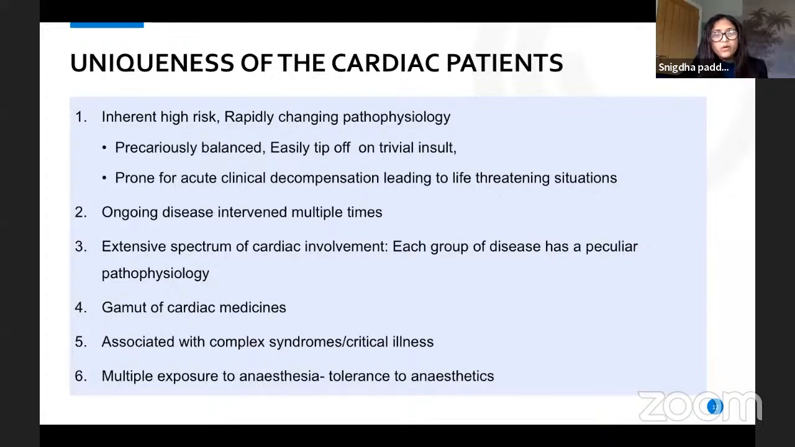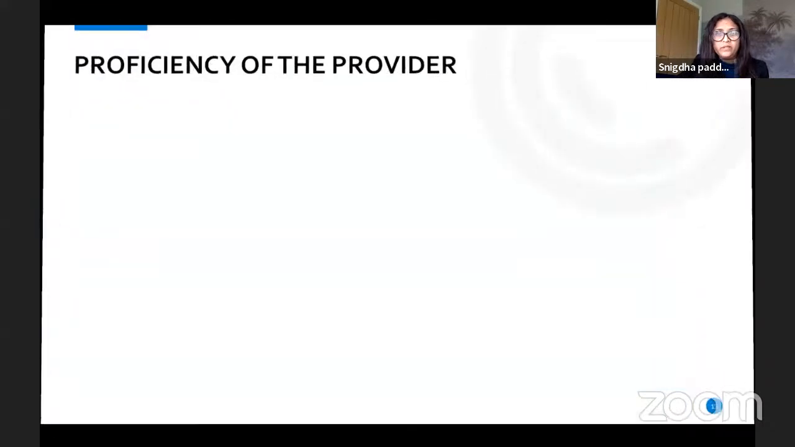These patients are on a gamut of cardiac medicines, which are very complex. They can have drug-drug interactions with our anesthetic agents. Most of the time, these patients are associated with some or the other complex syndromes and critical illness. They are also exposed to anesthesia multiple times because of undergoing multiple interventions and operations in the past, and hence they develop tolerance to anesthetic agents. And that's why sometimes it really becomes difficult to do the dosing for them to get the appropriate effect.